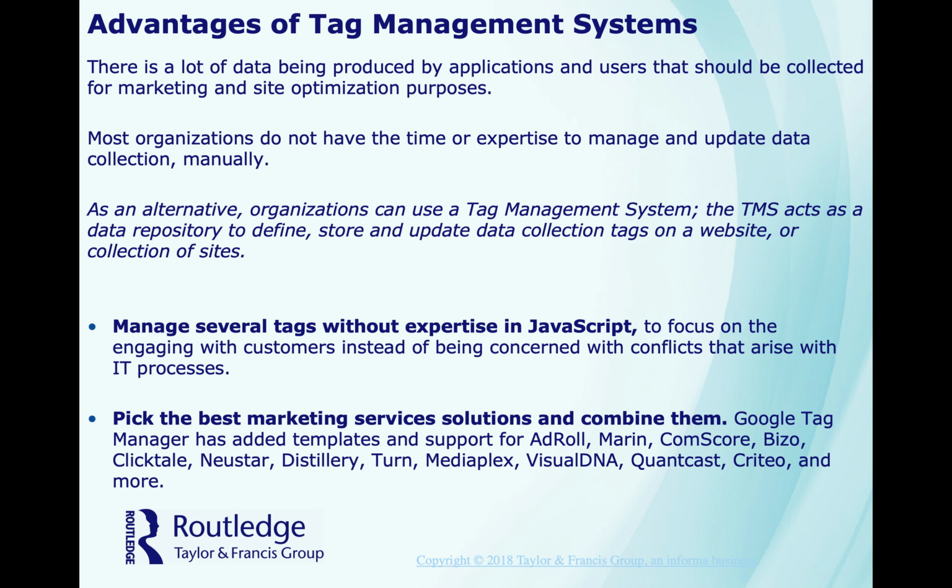So, some advantages of a tag management system. There is a lot of data being produced by applications and the users that should be collected for marketing and site optimization purposes. Most organizations do not have the time or expertise to manage and update data collection manually. As an alternative, organizations use tag management systems, or TMS, and a TMS acts as a data repository to define, store, and update data collection tags on a website or collection of sites.